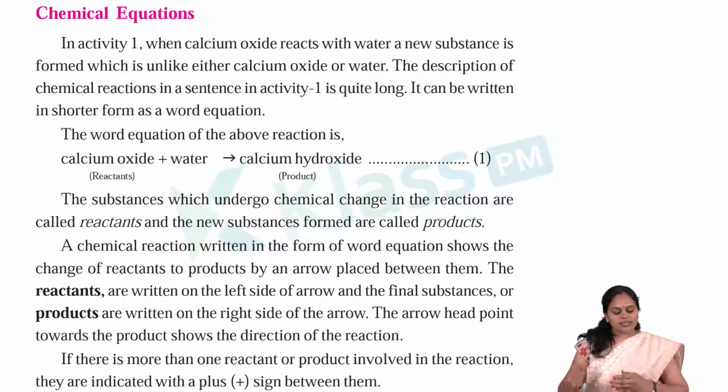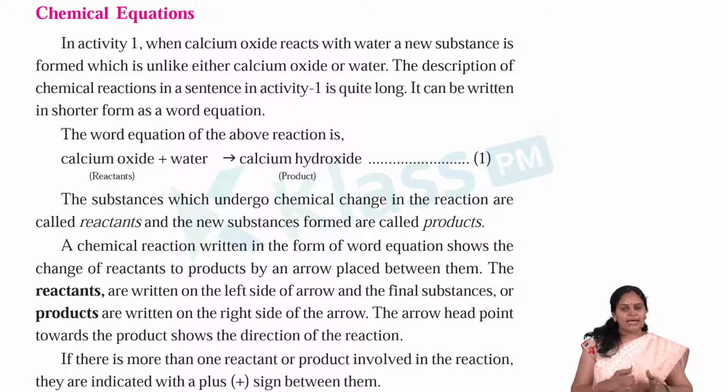Calcium hydroxide does not have the properties of calcium oxide or water. It is a new substance with its own properties. So this we call the product, and the left side portion of the equation we call the reactants. The reactants are nothing but the participating original substances, and these participants give the product.